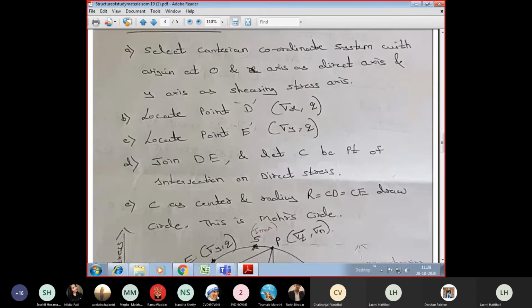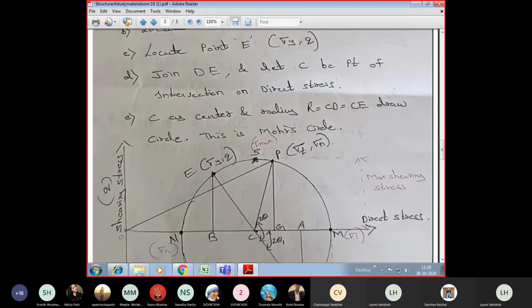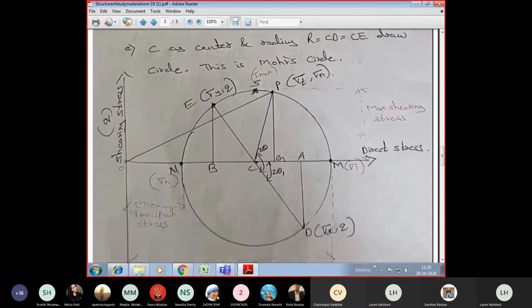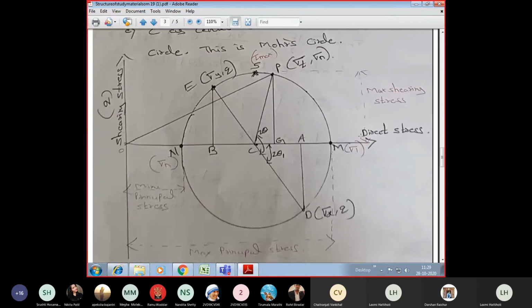Okay, so next, point B. The second point, after drawing x-axis, y-axis and origin, is that you need to locate the point D. The point D indicates the coordinate sigma x comma q. Let me show you the graph so it becomes easy for you to understand these points. See, I have shown you the graph here. Is this visible to you all?